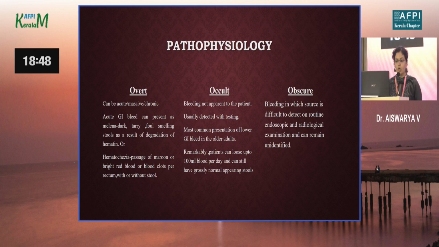So the most common presentation of lower GI bleeding in the older adult is occult bleeding. Remarkably, patients can lose up to 100 ml of blood per day and can still have grossly normal appearing stools. Next is obscure bleeding, that is bleeding in which the source is difficult to detect on routine endoscopy and radiological examination and can even remain unidentified.